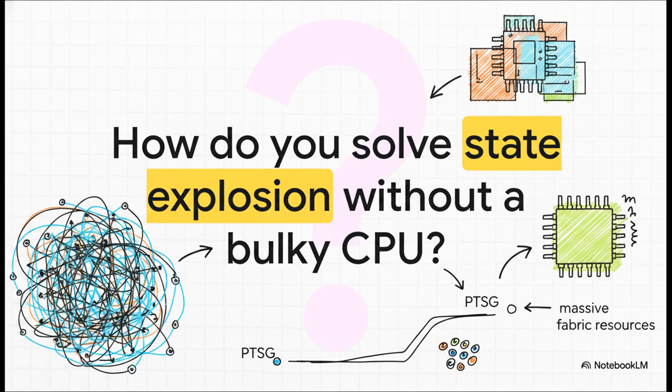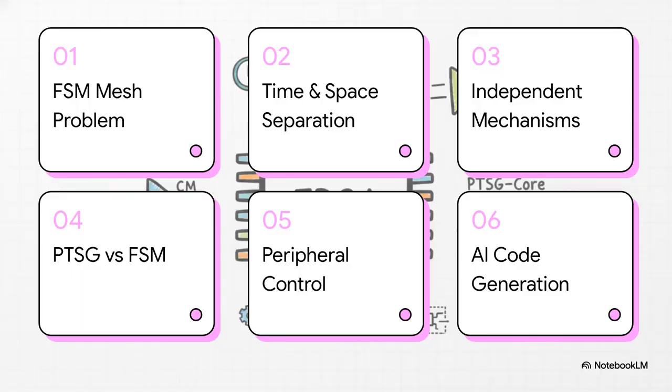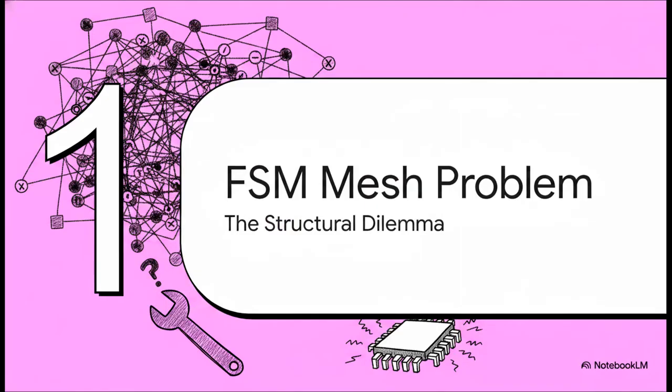Well, that is exactly what the PTSG architecture answers. Here is our quick roadmap for the explainer. First, the FSM mesh structure problem. Next, the complete separation of time and space. Then, independently operating mechanisms, followed by a clear comparison of PTSG versus FSM. Finally, we'll wrap up with real-world peripheral control examples and the amazing AI code generation accuracy boost. All right, let's jump straight into Section 1, the FSM mesh problem, and why it's such a structural dilemma.